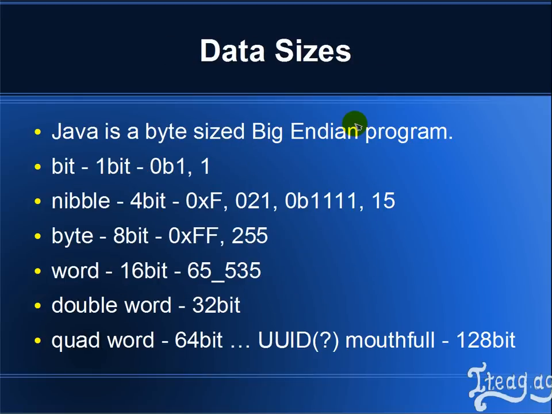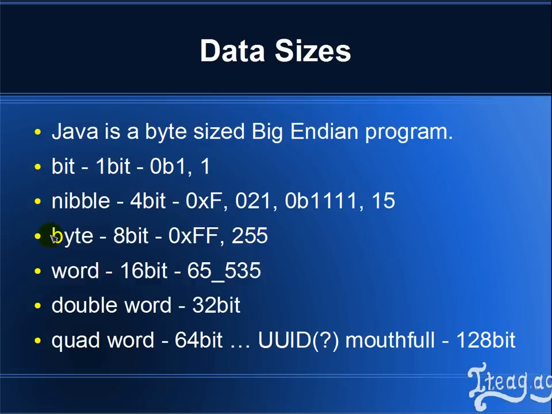Now, data sizes. This is just throwing it in there. Java is a byte-sized big Endian program. So for those who know, they know. Big Endian means that as you read these numbers, that's how it's stored. So when you go in there, it's 255. That's how it's written in there. So that's all that big Endian means for us.